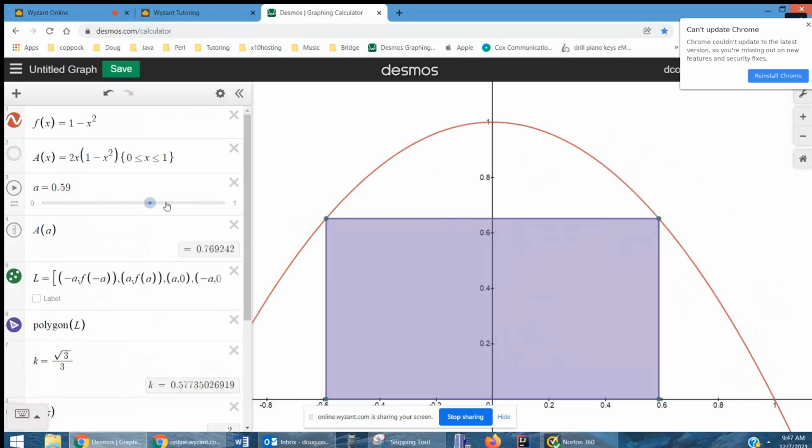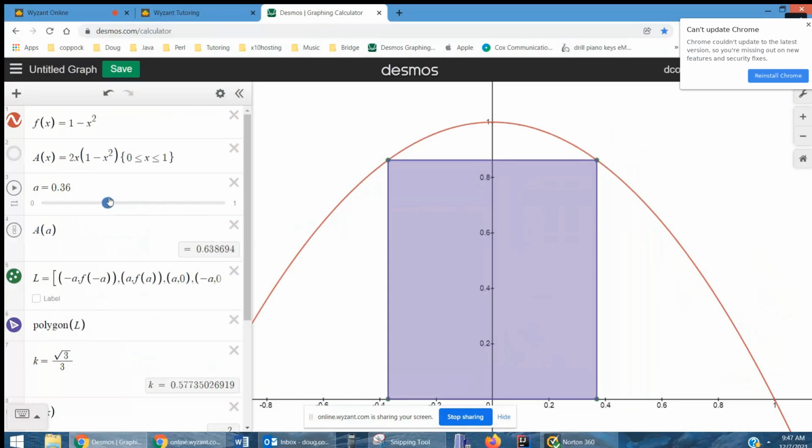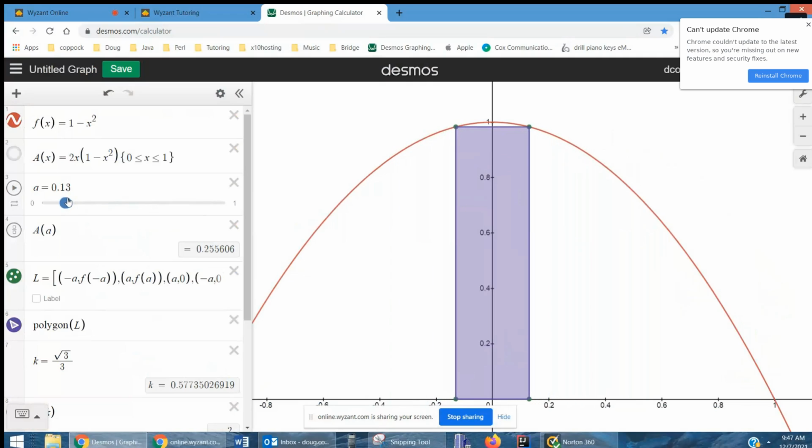So if I go to Desmos, there's a picture where this curve came from. But see, if I change this value of a, those are some of the different rectangles that you can get. And this is the area based on the value of a, where I'm letting a be the distance from the origin out to this lower right-hand vertex. And then if I take f of that number, I'll get the height.